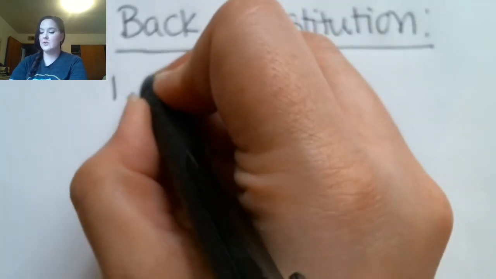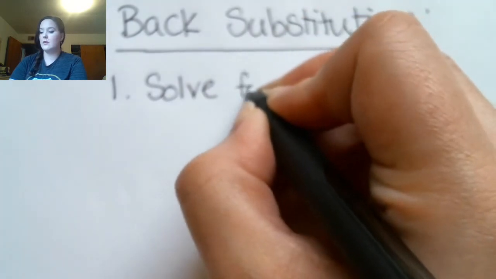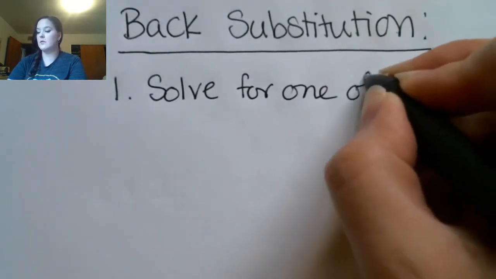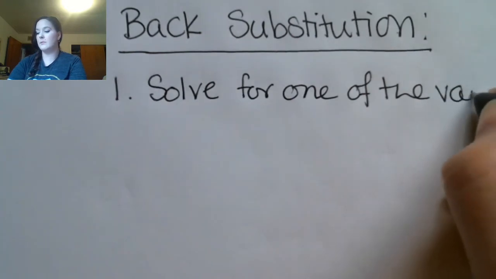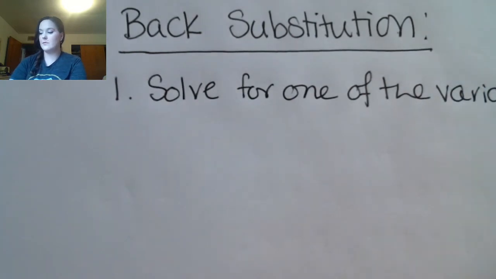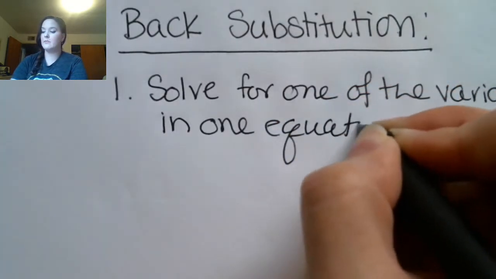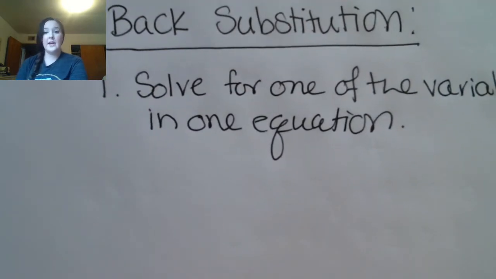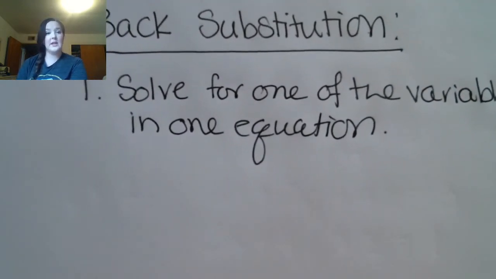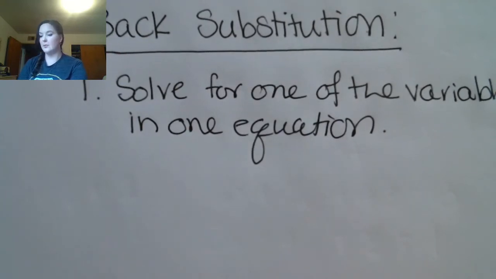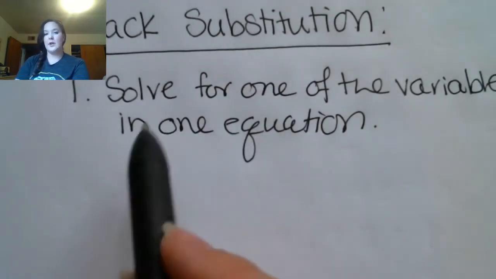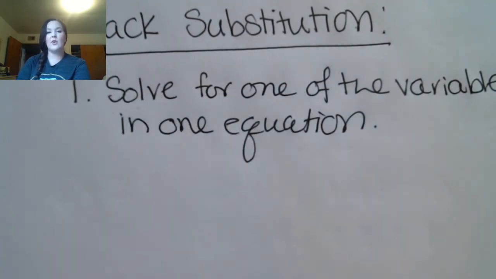The first step is to solve for one of the variables in one equation. Now that's exactly the same first step that you see in the substitution method that we talked about in the previous section. Now in this instance, when I say solve for one of the variables, I mean solve for a numerical value for that variable, as opposed to in substitution, you really mean isolate that variable.